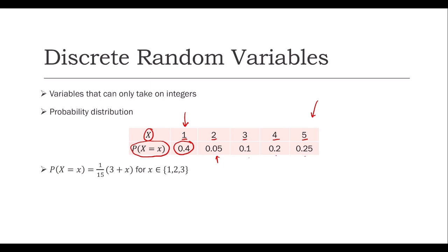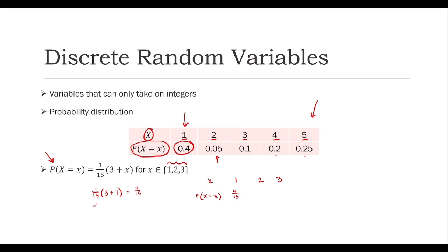The other way to write your probability distribution would be as an equation shown here, where the probability of x equaling x is 1/15 times (3 plus x), for x an element of 1, 2, 3. So these are the numbers you would plug in for x. If we were to draw it as a table, you would have x being 1, 2, and 3, and then for the probability, you would plug each of those numbers into the equation. For 1, we'll just plug in a 1. So this would be 1/15 times 4, which is 4/15. So that's your probability of 1.